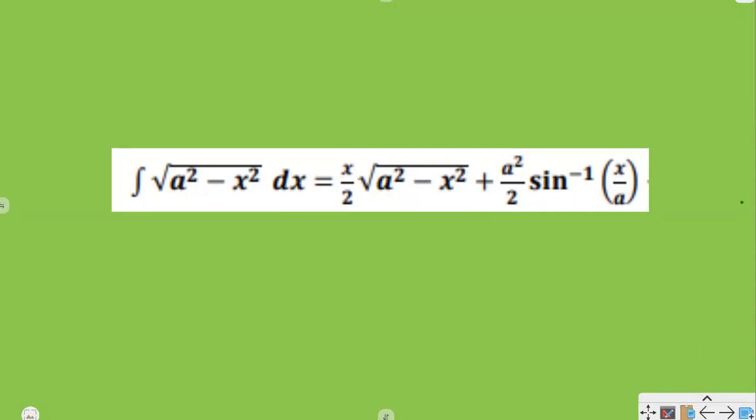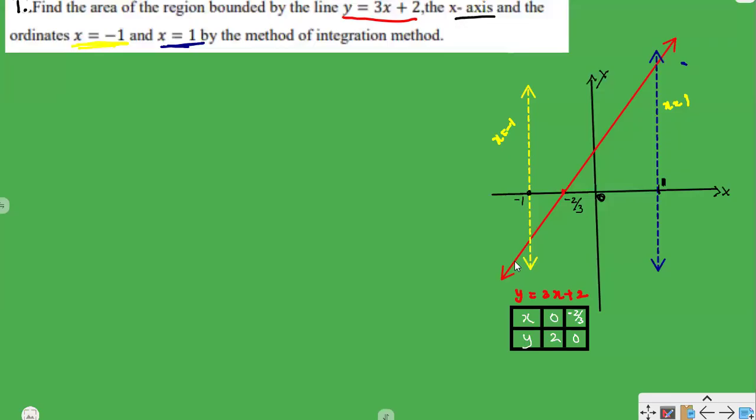Okay, now question 1. We have to find the area bounded by the line y equals 3x plus 2, and this line y equals 3x plus 2 I have drawn here. This line passes through the point minus 2 by 3 on the x-axis.